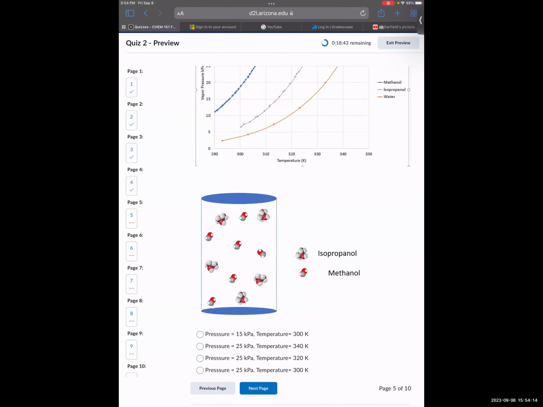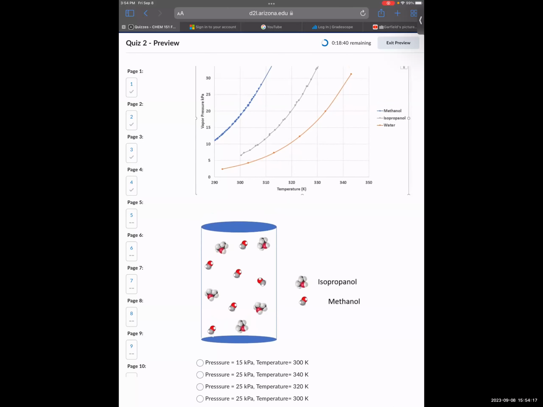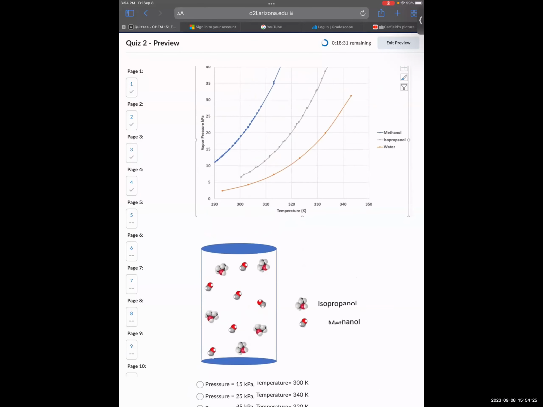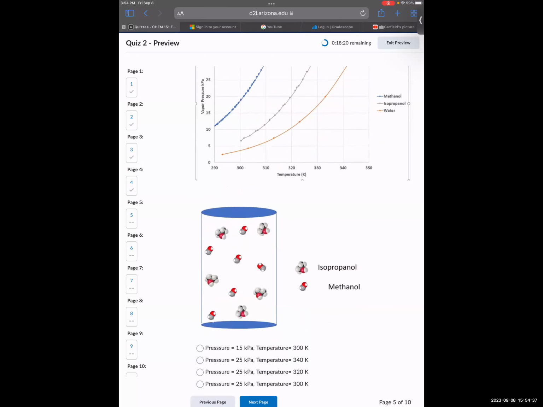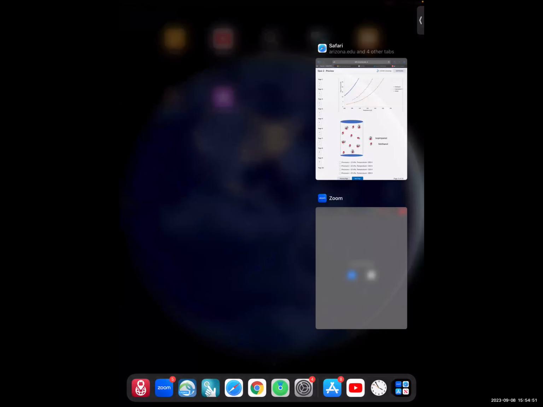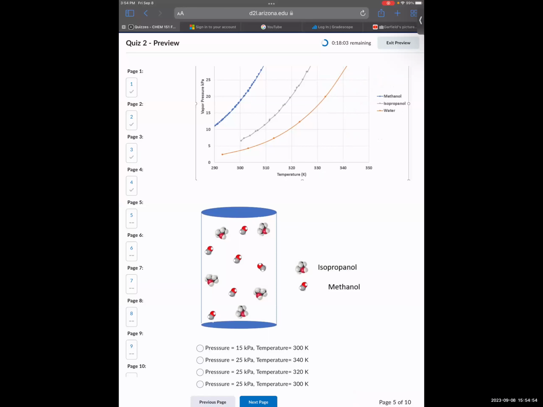Let's look at the other ones as well. 25 and 320 is just above the isopropanol, so isopropanol will be a liquid at that stage, so it doesn't work. 25 and 300 will be above the methanol curve. That means methanol, isopropanol and water will all be liquid, so that doesn't work. So the correct answer is 25 kilopascals and 340 Kelvin, which is over here. That is option 2.